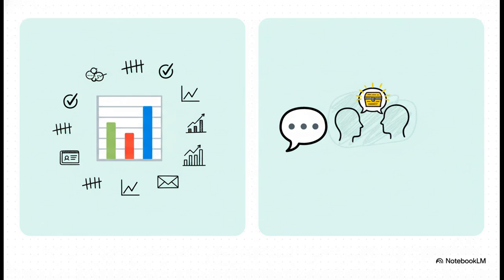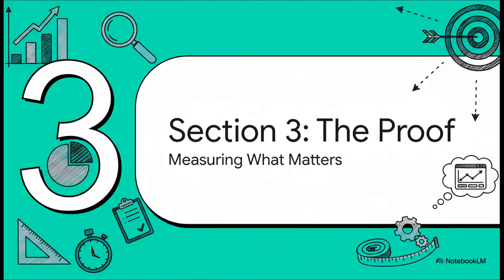And when it comes to getting that feedback, you've basically got 2 main tools in your toolbox. You've got surveys, which are awesome for getting lots of data, the numbers, the what, but then you have interviews, and that is where you find the gold. Interviews give you the stories, the context, the why behind all that data. Which brings us to section 3, the proof.